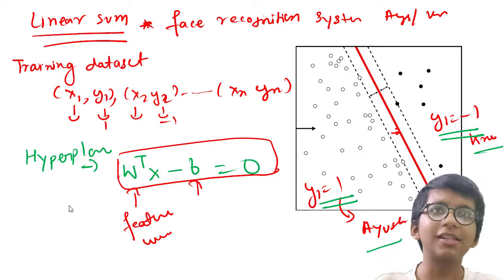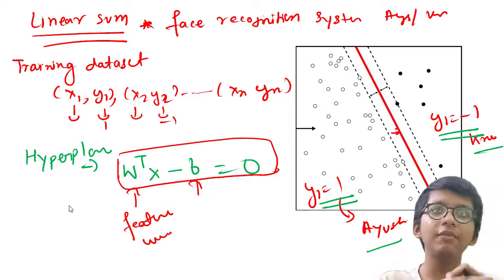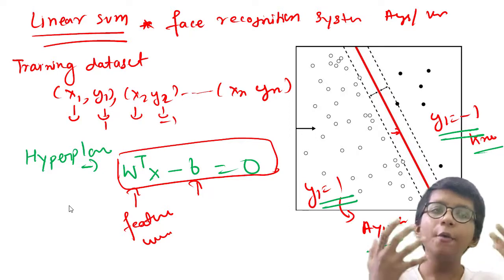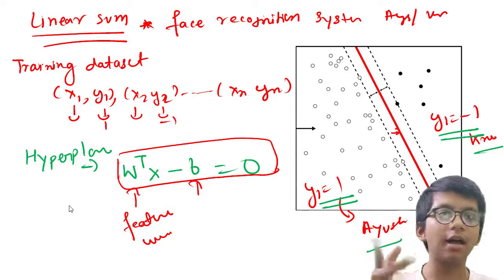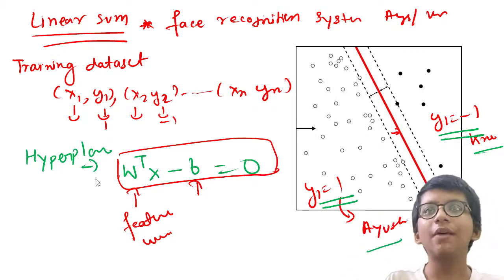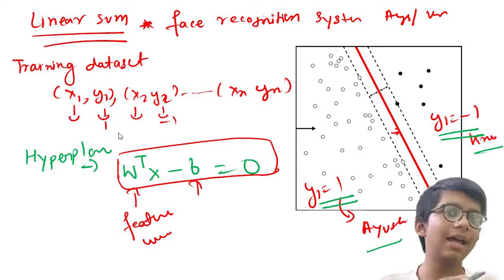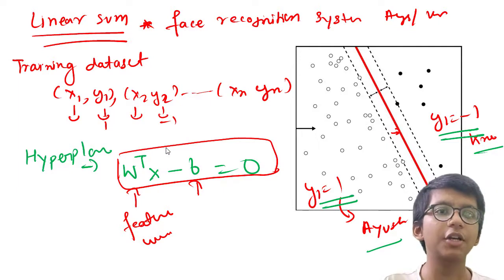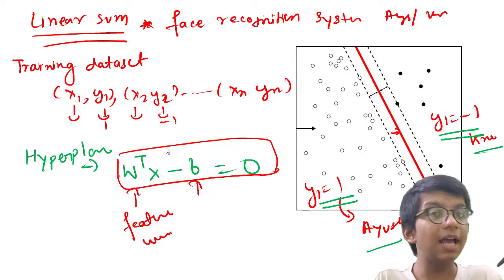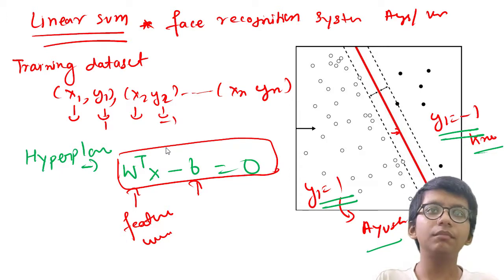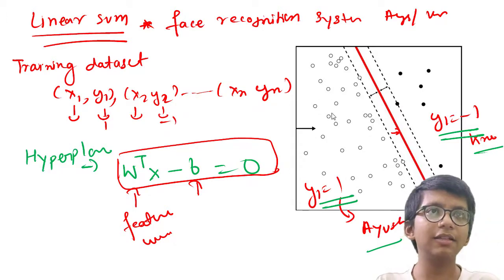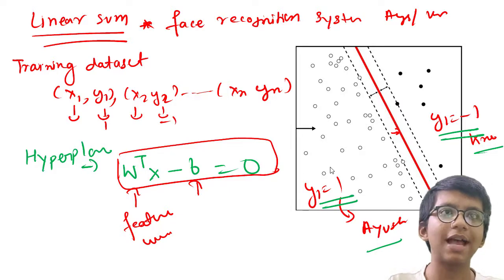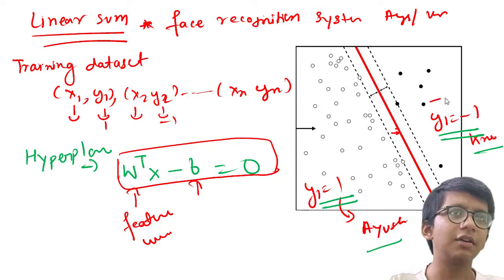Okay, so in summary of this slide, what we have done so far: we have taken an example, a face recognition system, which will classify two names, Ayush and Krish, based on their faces. So we have a training data set x1 with corresponding labels y1. We constructed a hyperplane which satisfies the condition W transpose X minus B equals 0, and whatever value comes in this range will be classified as Ayush, and in this range as Krish.